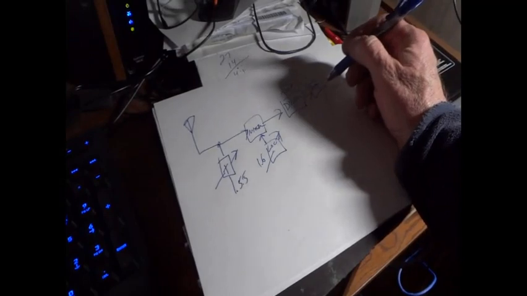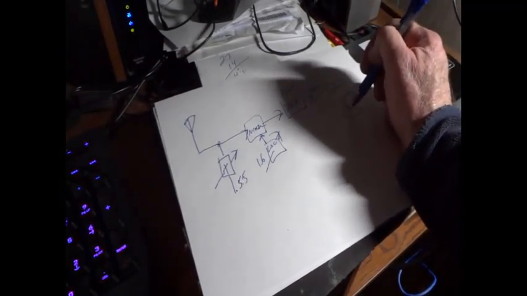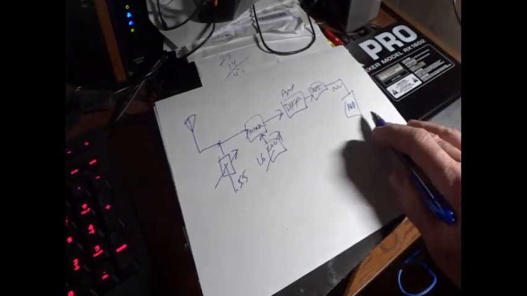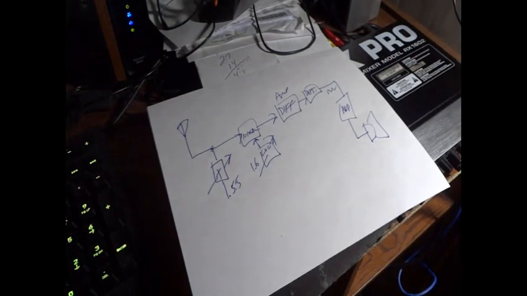Then after the RF detector, it just goes through a regular audio amplifier, and then to your speaker. And that's basically the simplest way I could explain how a radio works.